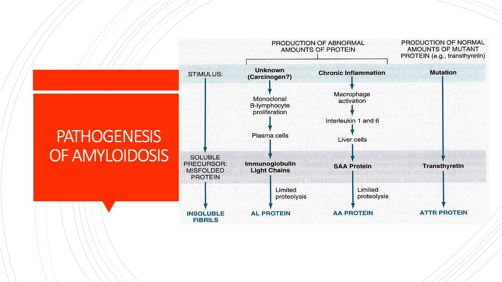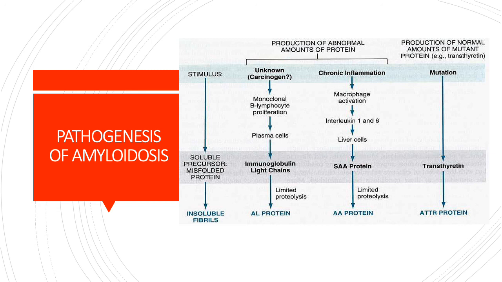In chronic inflammation, there's macrophage activation because of inflammatory mediators. Macrophages will release cytokines like interleukin 1 and 6 that will stimulate the liver cells to synthesize serum amyloid associated protein, and if there is an excess of serum amyloid associated protein, limited proteolysis leads to deposition of amyloid associated protein in the extracellular matrix.